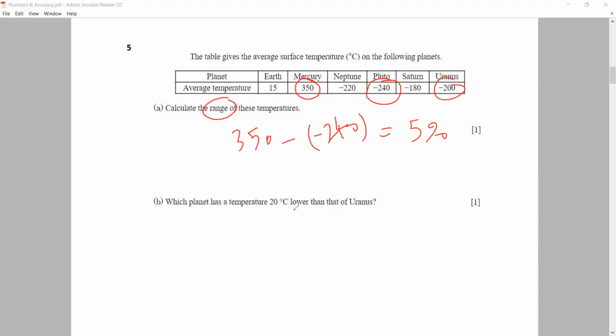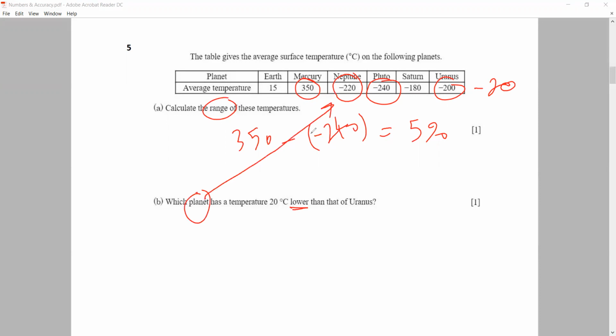It says lower than, so then -20, right? You have to subtract that by 20, and then what do we get? -220. That's Neptune, right? So which planet? That is Neptune. All right.